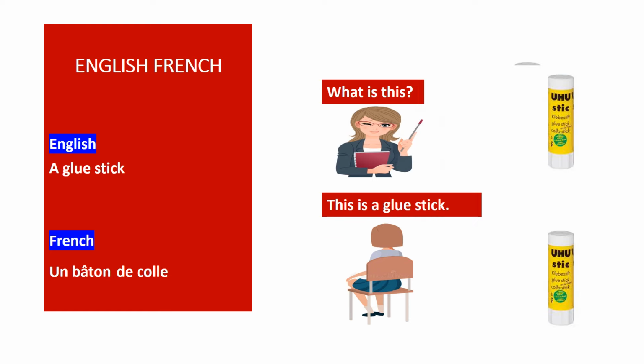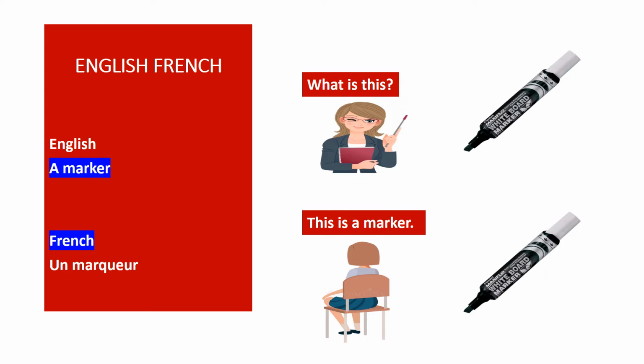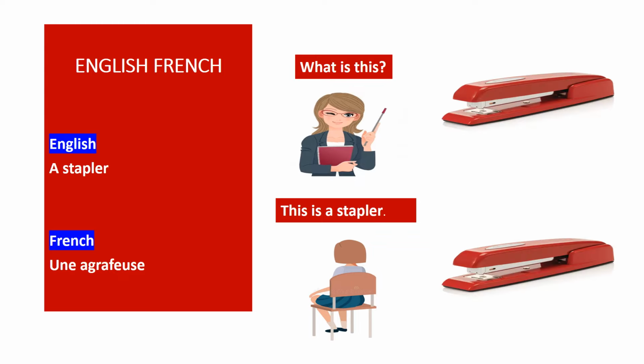What is this? This is a glue stick. What is this? This is a marker. What is this? This is a stapler.